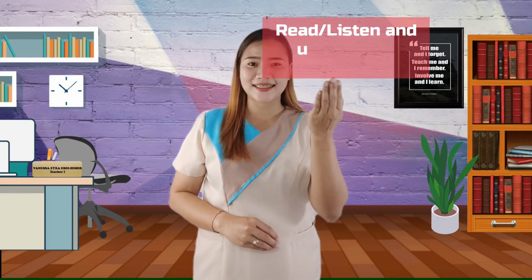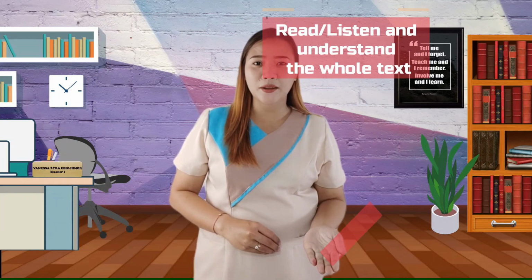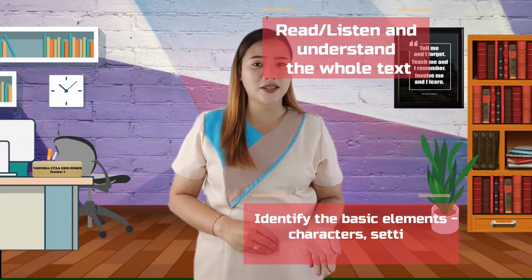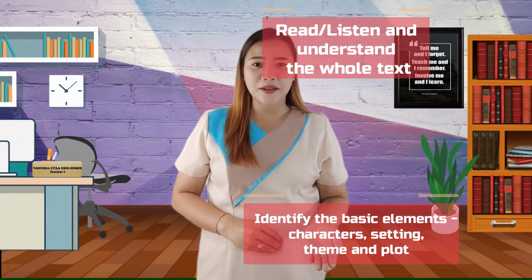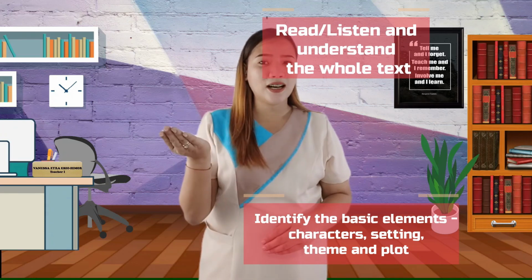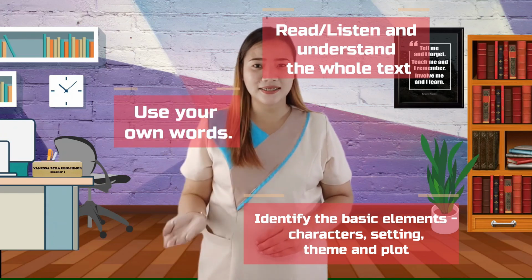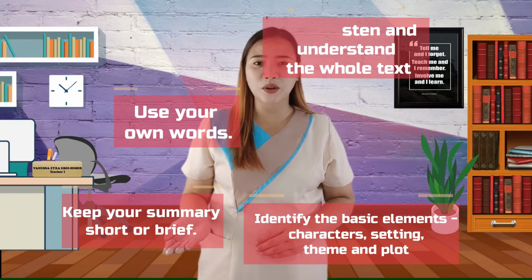Today, we have learned more about summarizing various text types based on elements. Yes, we did. And I know you can still remember the steps and reminders in summarizing. Read, listen, and understand the whole text. Identify the basic elements such as the characters, setting, theme, and plot. Use your own words. Keep your summary short or brief.